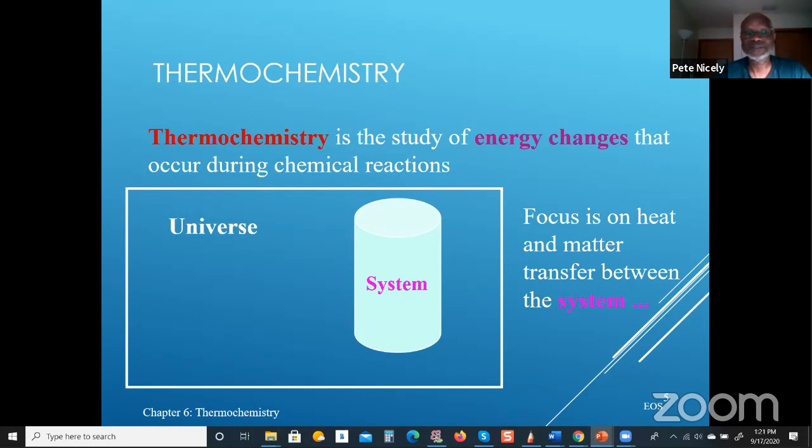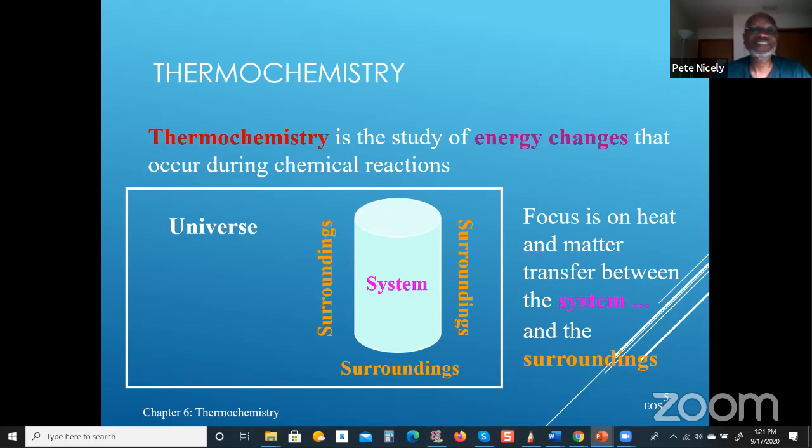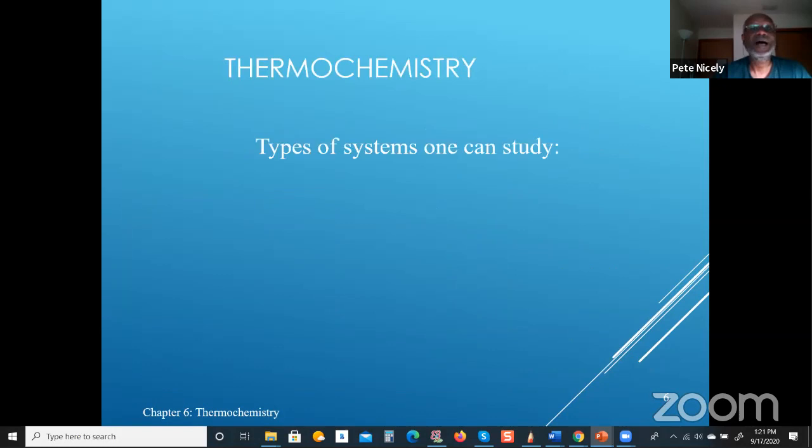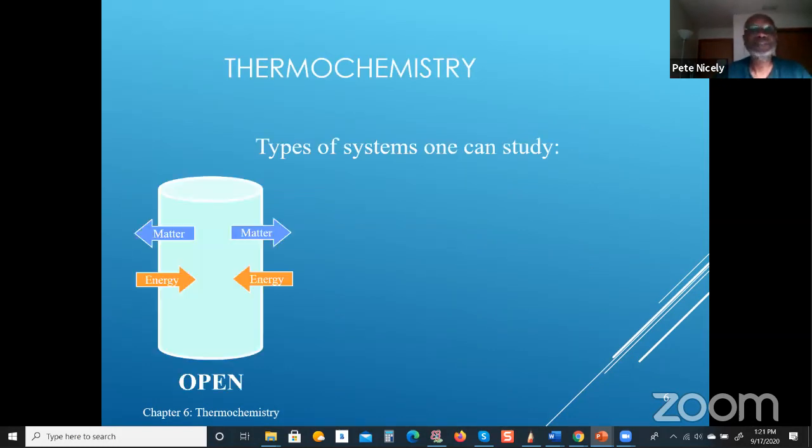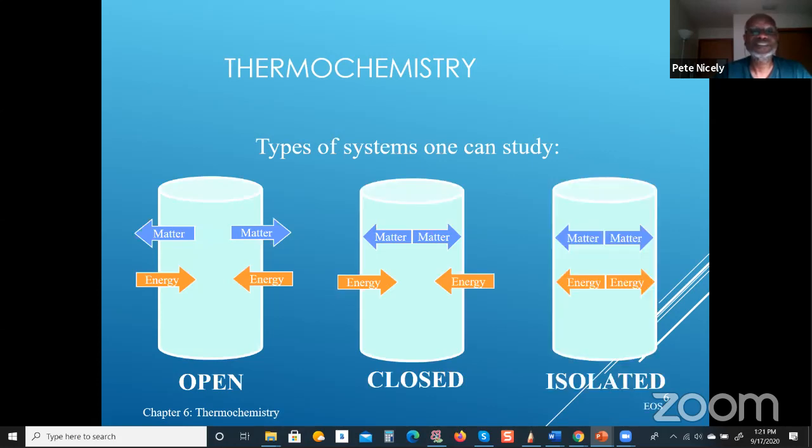So that's basically what we are concerned with in this area of thermochemistry. So basically the system plus the surroundings would be equal to the universe. When it comes to system, there are three types of systems: the open system, the closed system, and the isolated system. So let's talk about the difference between these three.